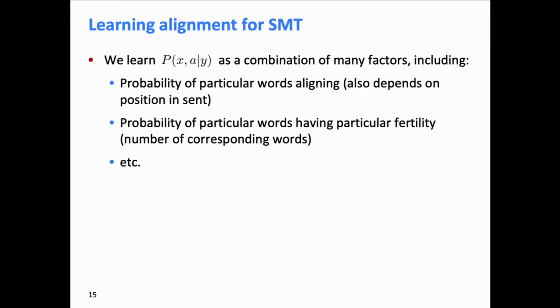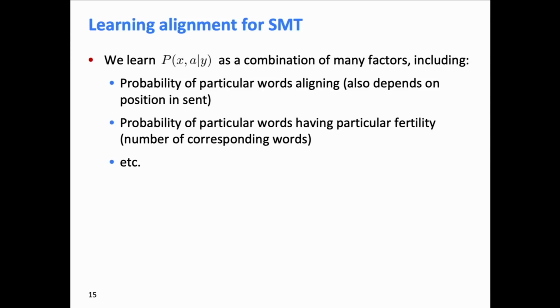And if you remember, we were thinking about how would you learn this probability distribution of what the alignment is in order to do statistical machine translation. So the idea is that you learn probability of X and A given Y as a combination of many factors or many features. So you consider, for example, what's the probability of a particular word aligning to another particular word? Like, this English word and this French word, how often do they align? But then this also depends on, for example, what's their position in the sentence? Like, if they both appear near the end of the sentences, then it's more likely that they align, whereas if one's at the beginning and one's at the end, that's less likely.